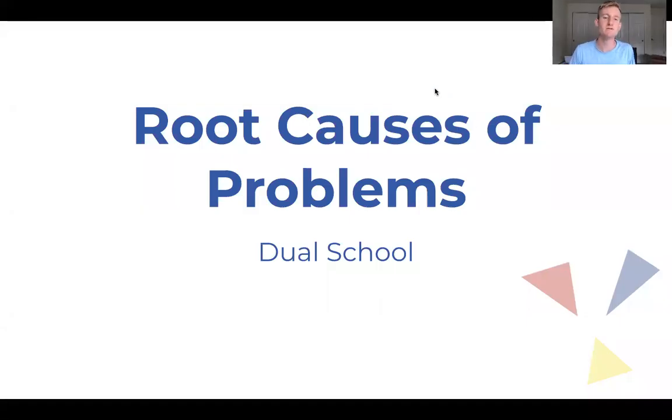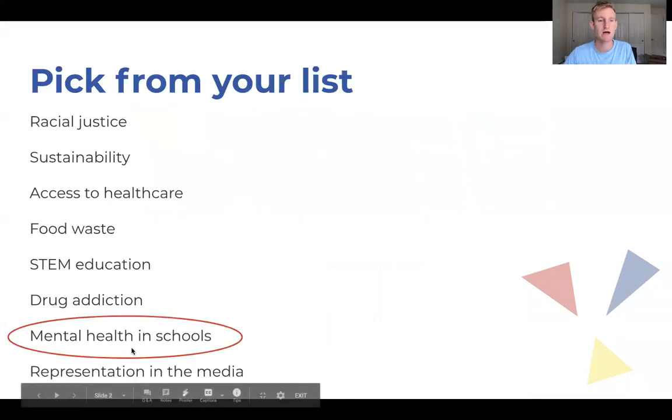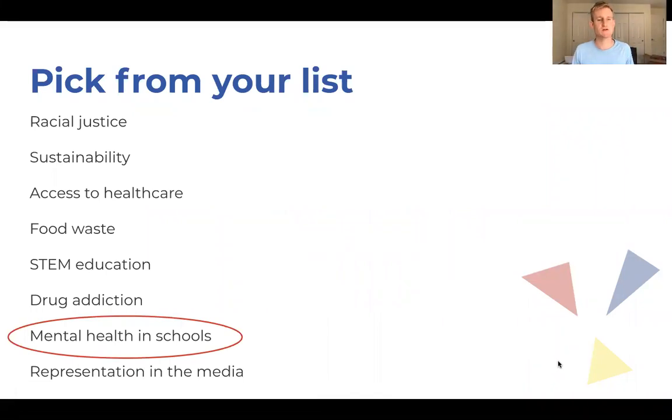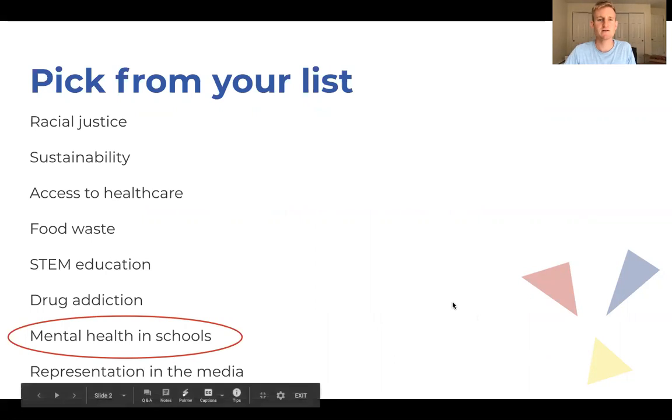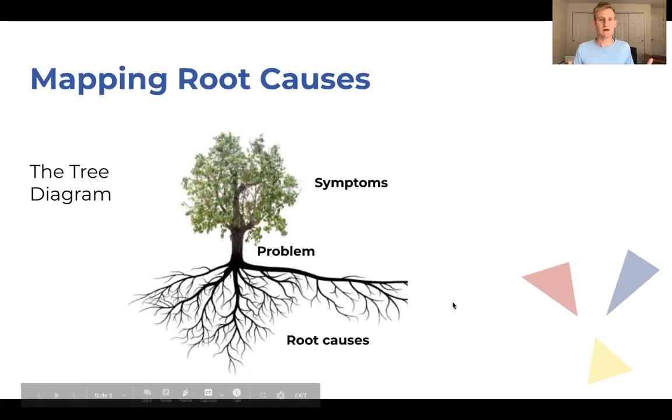All right, welcome everybody. So today I want to talk about the idea of understanding the root causes of the problems that we're solving. So at this point, you've chosen a problem that you're interested in solving. And the next step here is to really start to understand and illustrate what's causing this problem and what happens as a result of this problem. So in dual school, we do this using a tree diagram, where we put our problem right in the middle as the trunk of the tree, and we show the root causes down below and the symptoms up above.